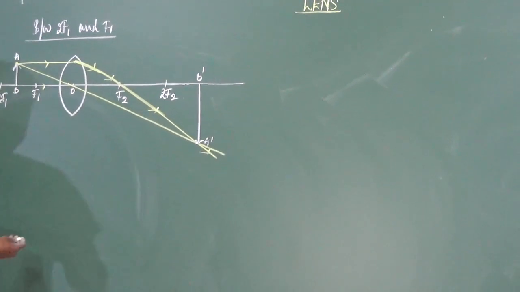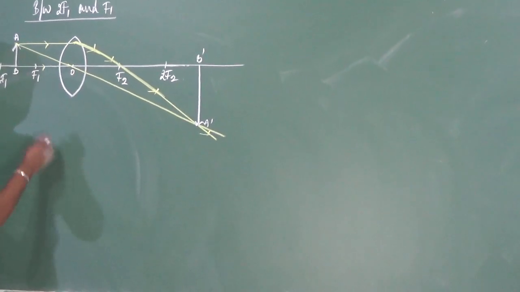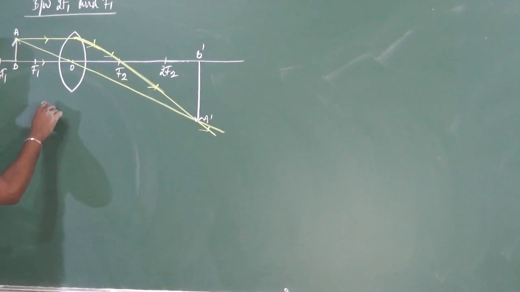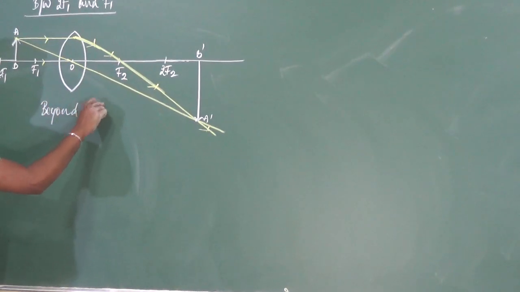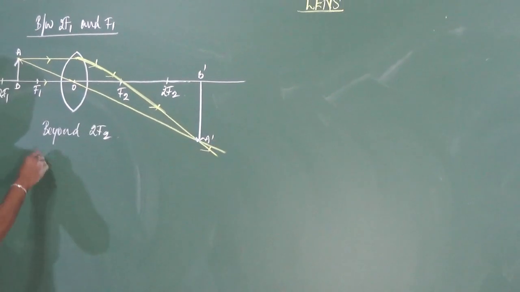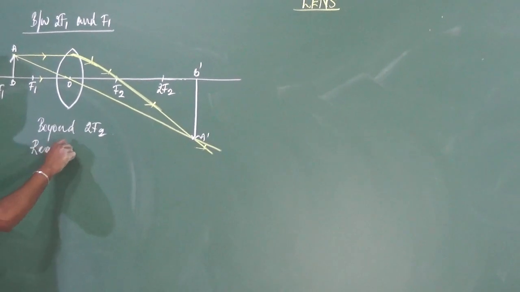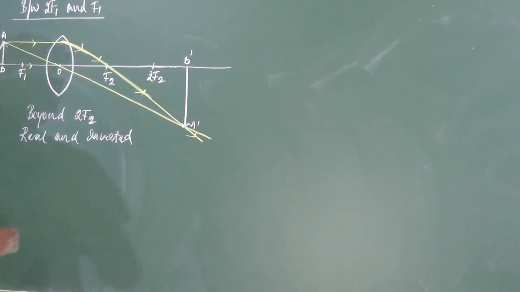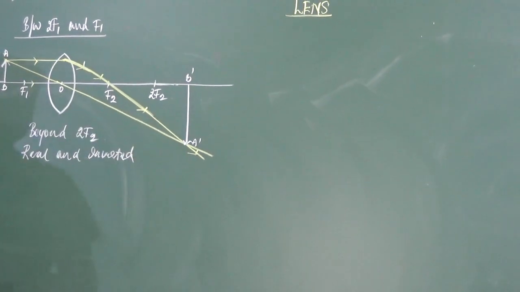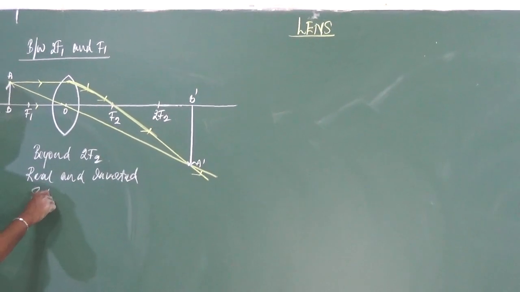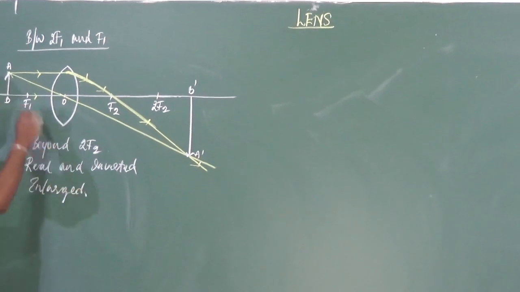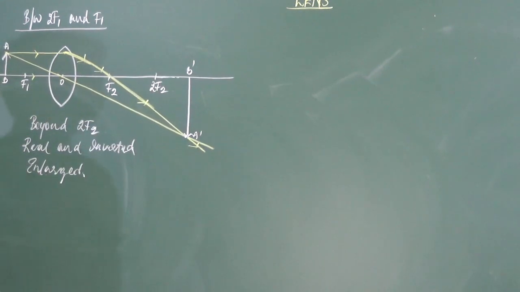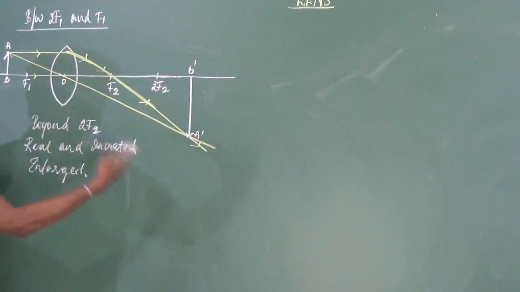So here we can write the consequences. What is the position of the image formed? The image is formed beyond 2F2. The image is real and inverted because actually the two light rays are hitting at that point. Here the image is enlarged. When compared to the size of the object, the size of the image is highly enlarged. So now let us get to the next one.